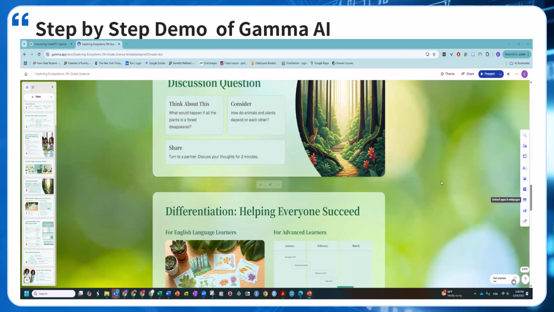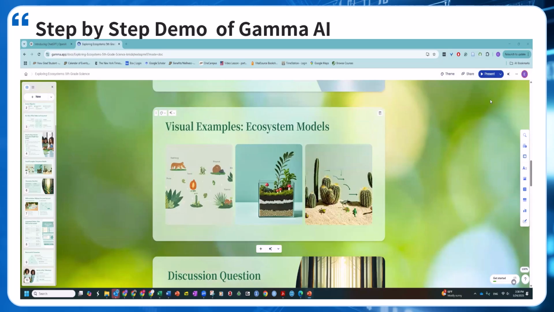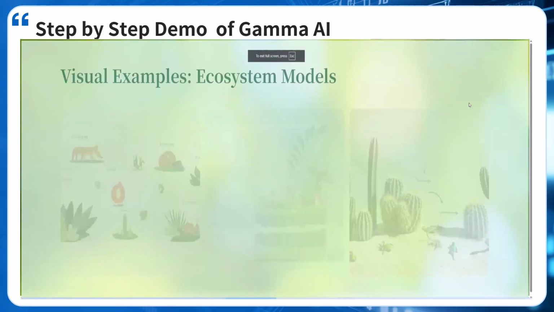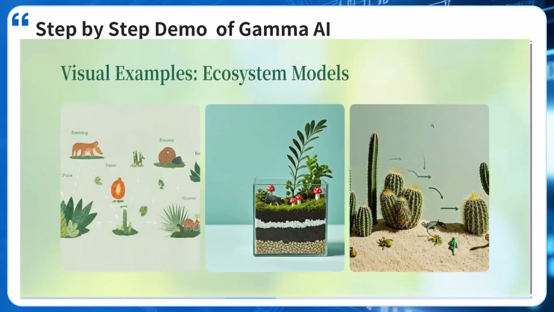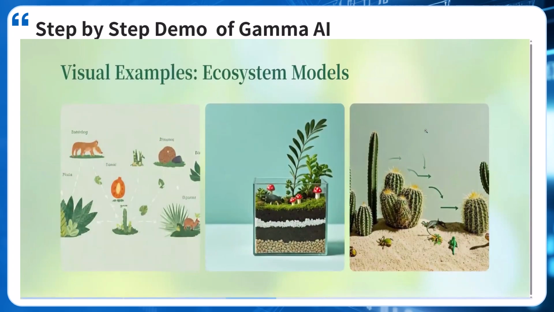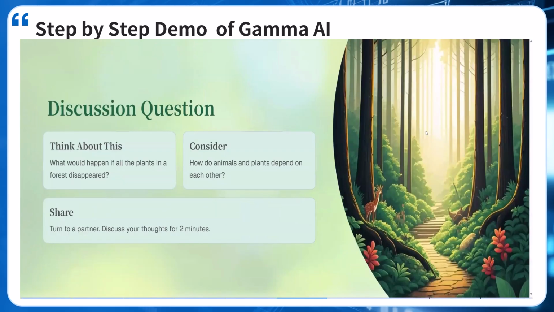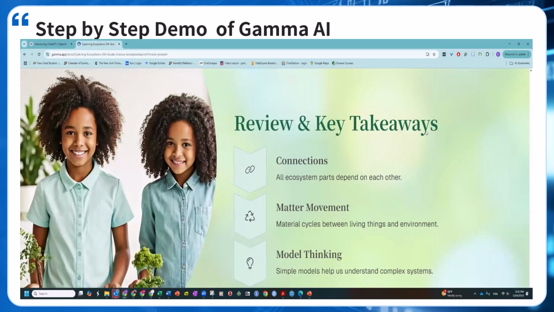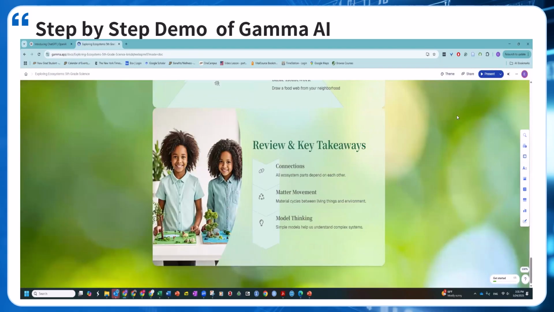And finally, one last cool feature I want to show you, the present function. Once your slides are ready and polished, you can actually practice and deliver your presentation right inside Gamma. Just go to the top right corner of the screen and click the present button. This launches your slides in full screen mode, just like PowerPoint or Google Slides, so you can rehearse your delivery, check the flow of your content, and even present live to an audience directly from Gamma. It's a seamless way to keep everything in one place, from planning to building to presenting.